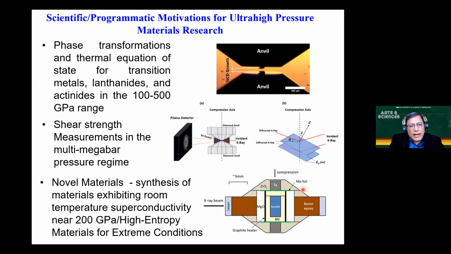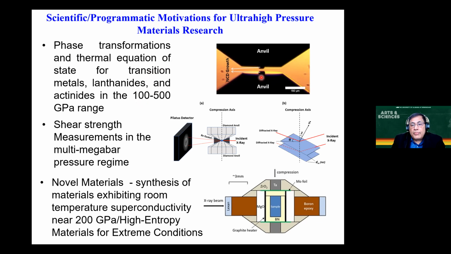So before we get into all the technical development, I want to point out some scientific programmatic motivations for ultra-high pressure material research. The first and foremost is, of course, the phase transformation and thermal equation of states for transition metals, lanthanides, and actinides in the 100 to 500 GPa range, which is very important for a nuclear stockpile stewardship program.